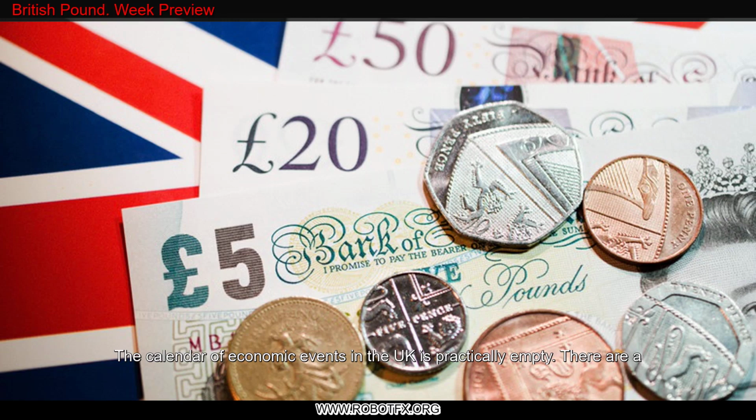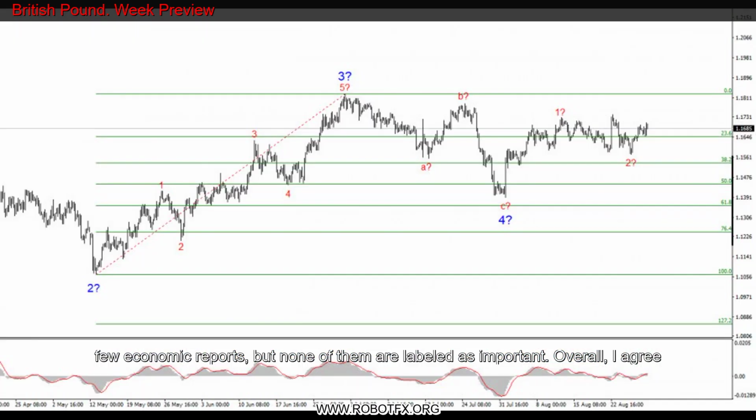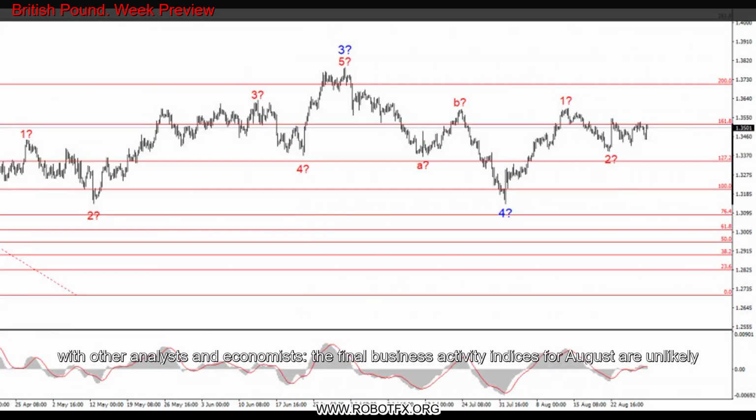The calendar of economic events in the UK is practically empty. There are a few economic reports, but none of them are labelled as important. Overall, I agree with other analysts and economists. The final business activity indices for August are unlikely to be of much interest to the market.